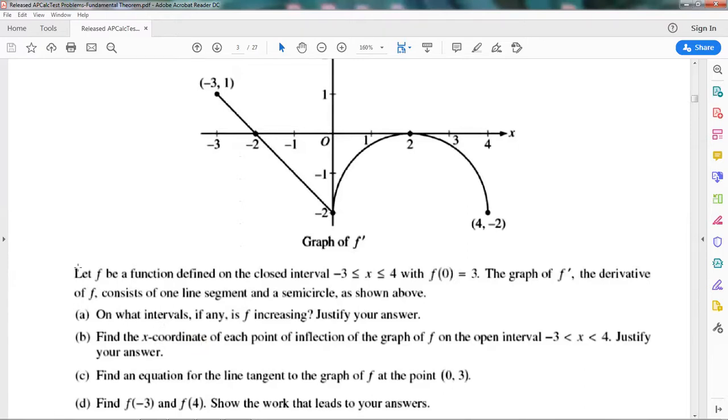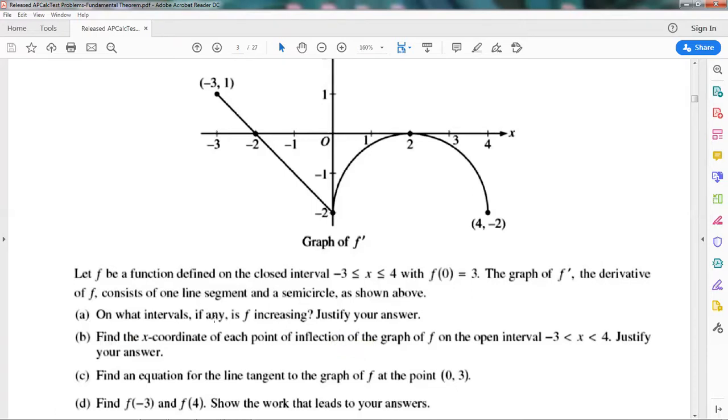Here it says, let f be a function defined on the closed interval [-3, 4] with f(0) = 3. So this is something you know about your original function, the function f. f(0) is 3. The graph of f prime, the derivative of f, consists of one line segment and a semicircle as shown above. So this one, right?